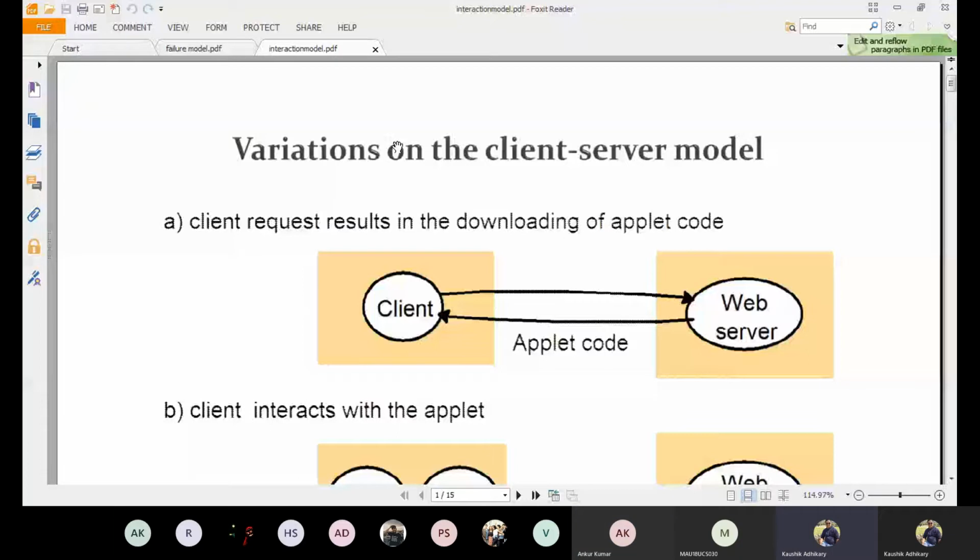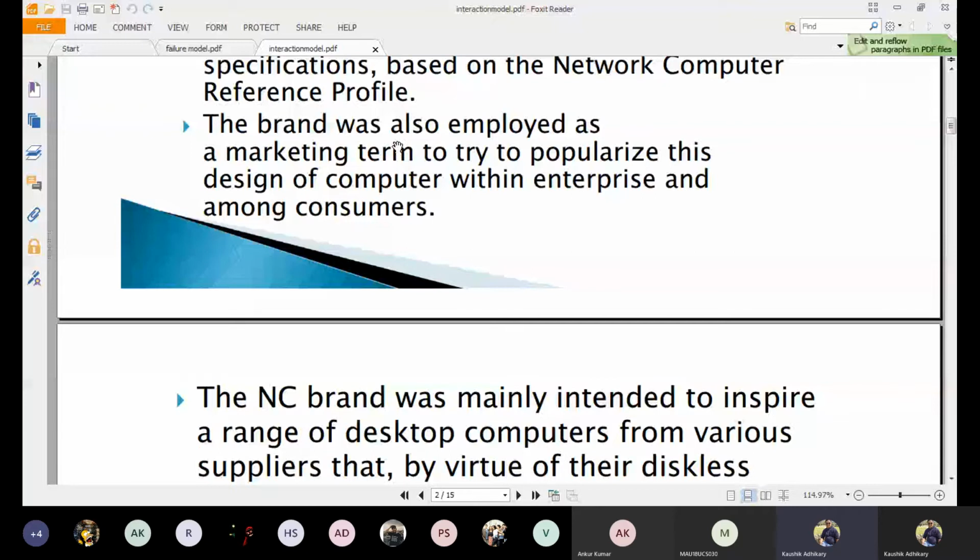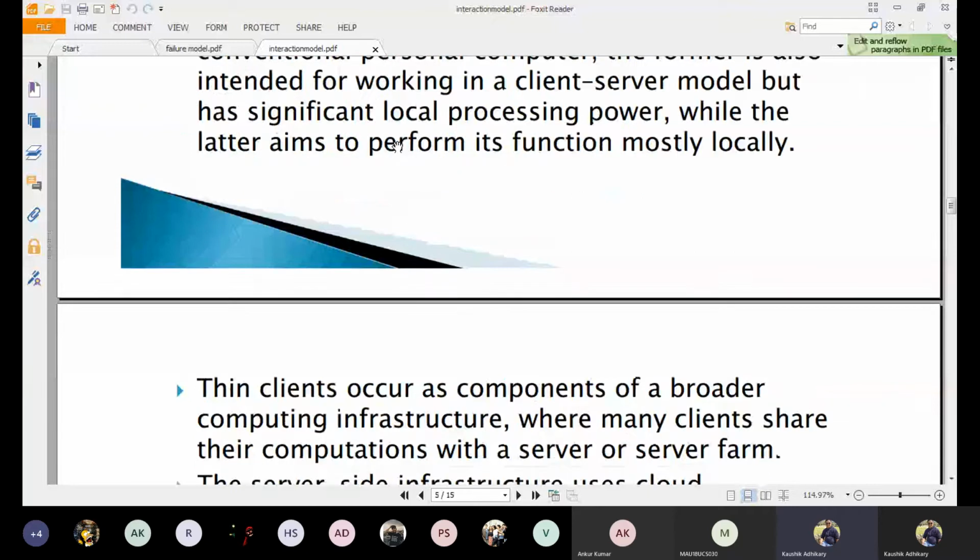Okay, yesterday I discussed the two variations of the client-server model. The first was the network computer, and the second was the thin client. Next, I discussed the fundamental models of distributed computing systems, in which I discussed the interaction model.